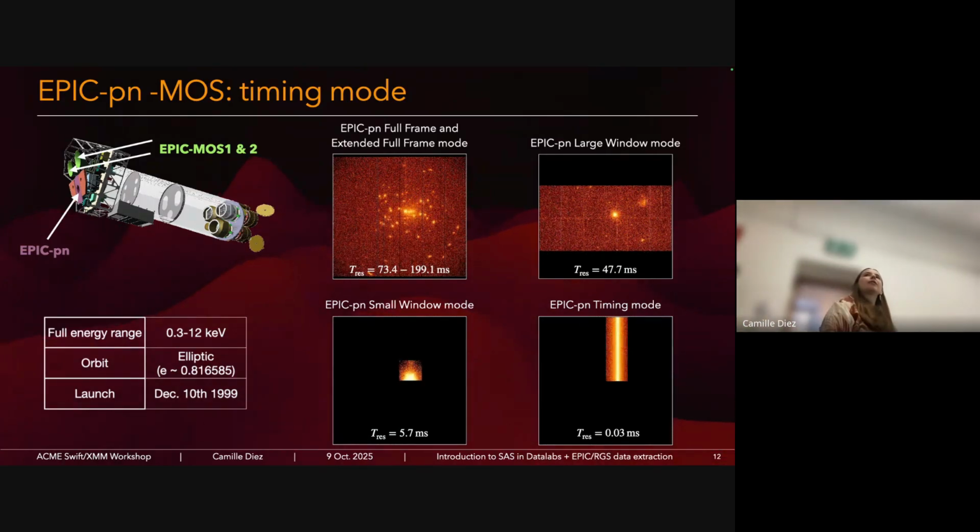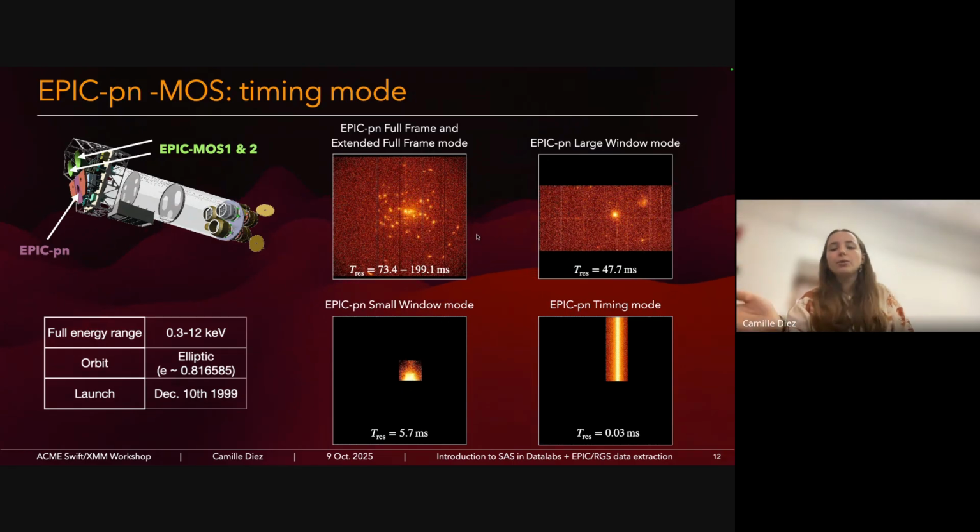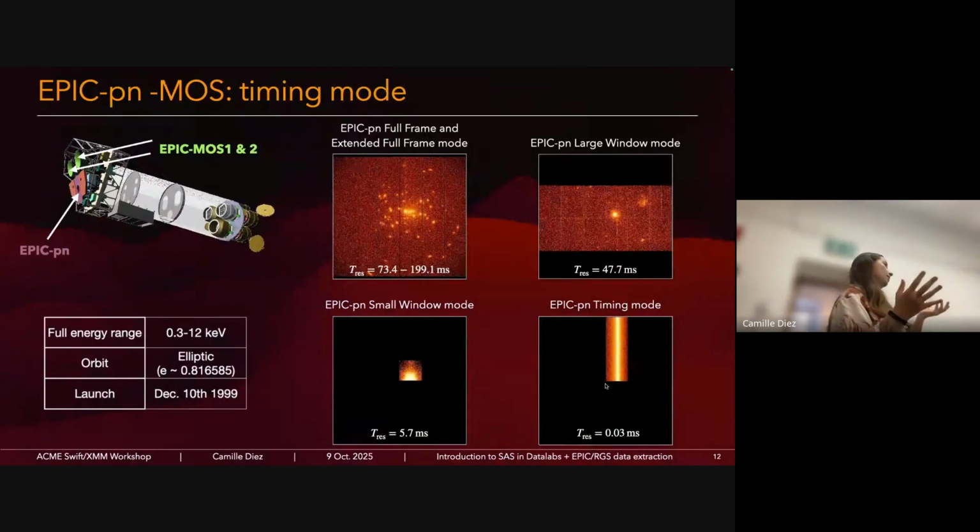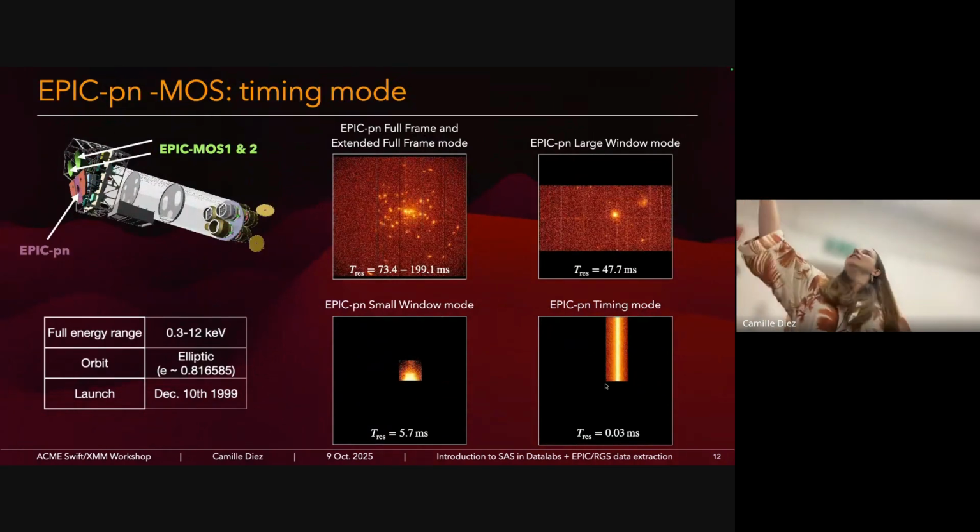So here we have again this XMM-Newton scheme, and then we see EPIC-MOS 1 and 2 and EPIC-PN. For EPIC-PN, I showed the different modes that we have, as Aitor mentioned this morning. Here you have the full frame mode and the different window modes. What I am interested in is the EPIC-PN timing mode. The advantage of this mode is that if you have very bright sources, you need a very, very small resolution time because you have so many events that you need to be able to read all of them. But why is it giving these stripes?